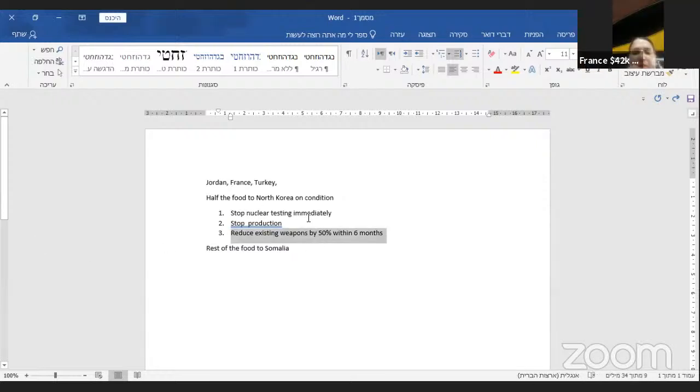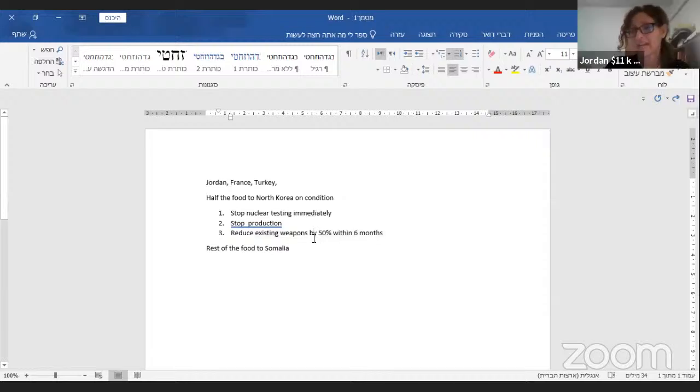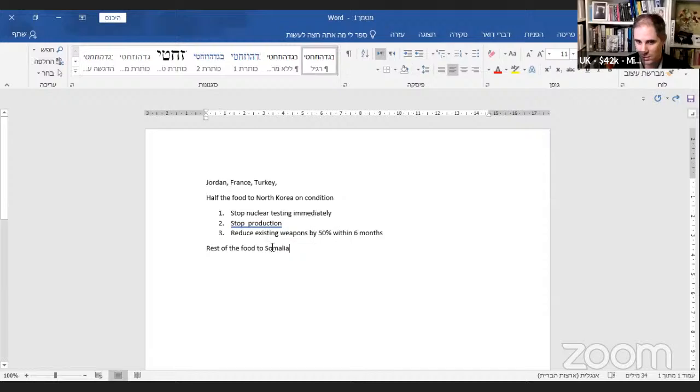Maybe 100% is better. We can say 50% within 3 months and 100% in 3 months. But maybe we can give them 50% of the 50%, meaning 25%. And after 6 months, we can give them the rest. But that's never gonna happen. We're giving half of the food to Somalia. Right, if they keep their conditions, then they get the rest of the food. But they will not accept. They've never accepted to reduce their nuclear weapons.